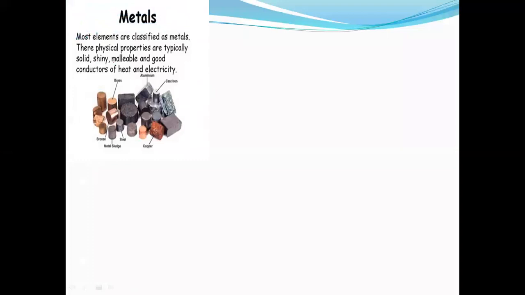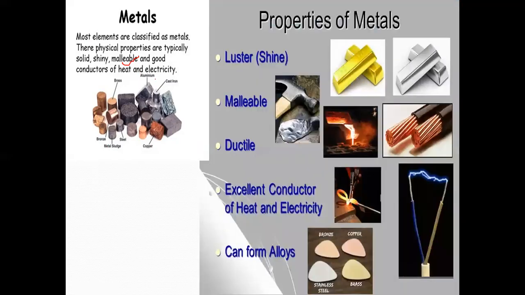If you see here some metals, they are solid, shiny, malleable, meaning they can be changed into different shapes, and they are good conductors of heat and electricity. You can see bronze, brass, steel, copper, iron, and aluminium. So the properties of metals: they are lustrous, shiny. You can see all are shiny. They are malleable, like they can be changed into sheets.